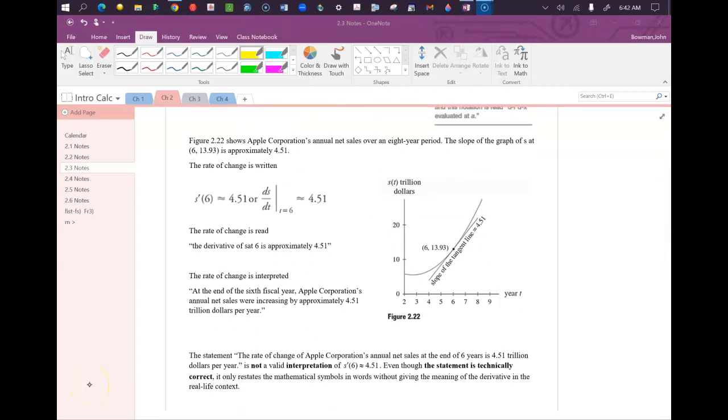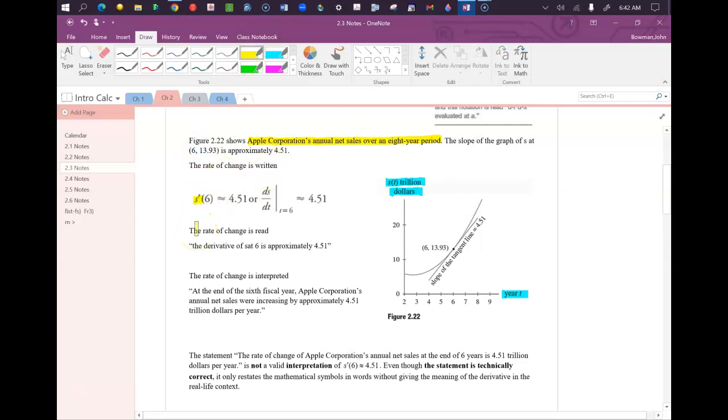We're coming back to a problem we've seen before. Apple Corporation's annual net sales over an 8-year period. So let's look at some information that we have here. S of t is the function, sales over time in trillions of dollars. The input variable is time in years. So the slope of our tangent line at any point is going to be trillions of dollars per year. The rate of change can be written as S prime.